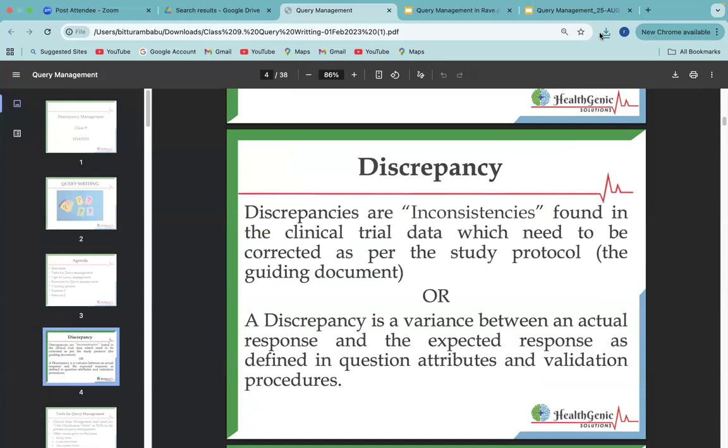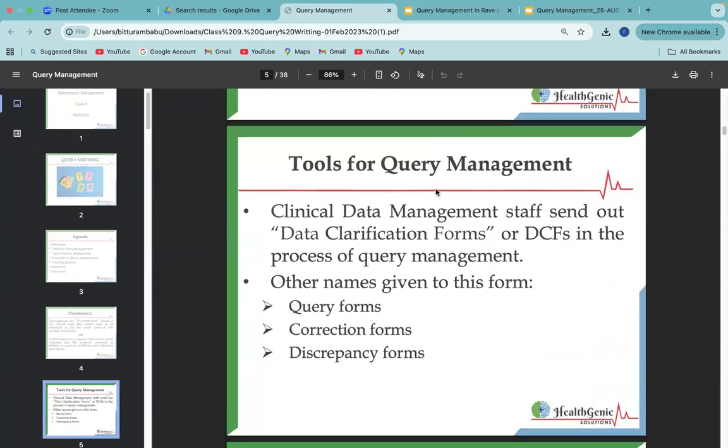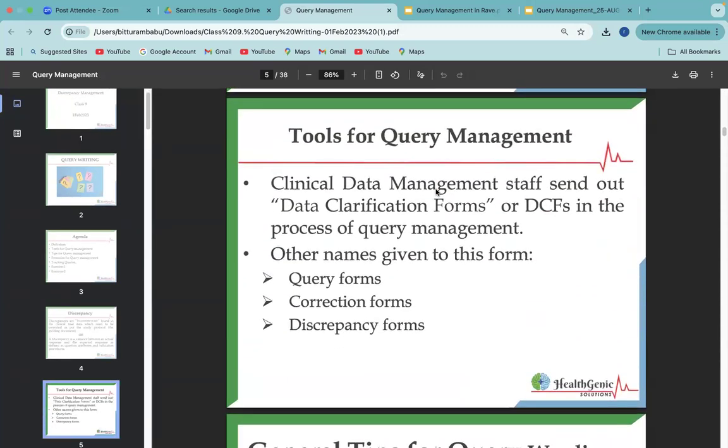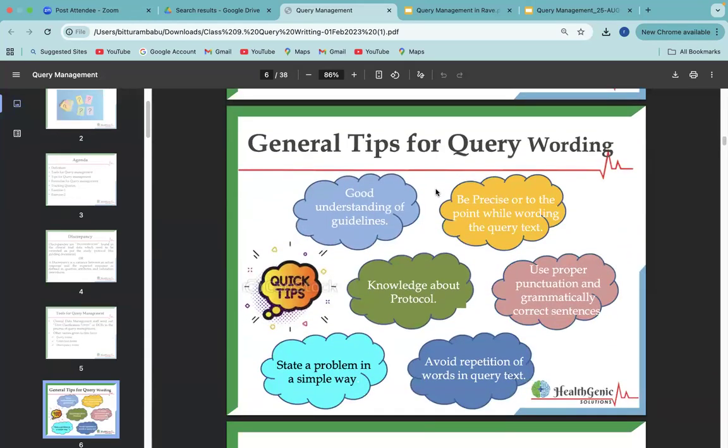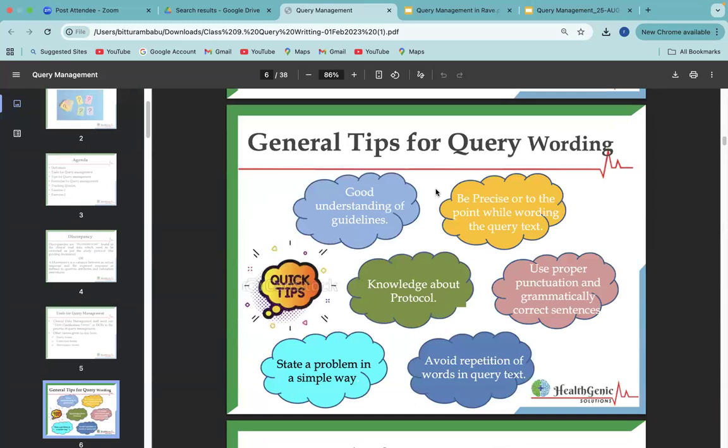Okay. So we already saw what the discrepancies are. The discrepancies are the inconsistencies that we find in the clinical trial data as per the study protocol. Now, whenever you identify any mistakes or errors, what we do is generate a query, or write a query to them. So what is query management? What are the tools that we need? The general tips to ask a question to the site are the general tips for query wording. If you're not talking, can you all be on mute?